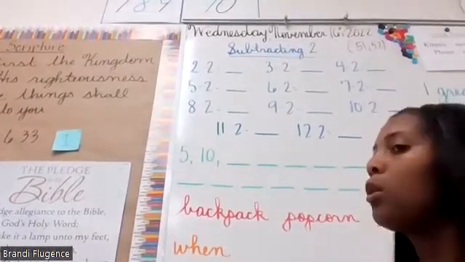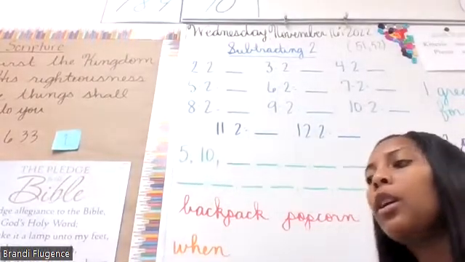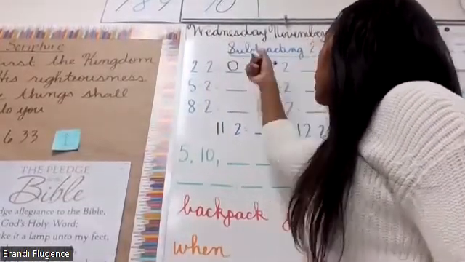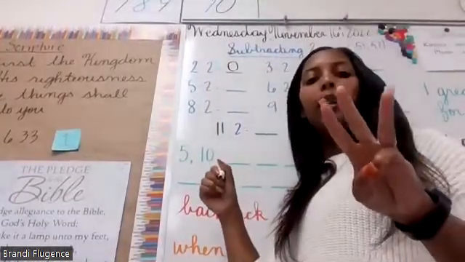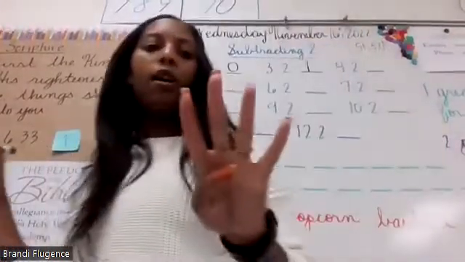So we have 2 minus 2. We're not filling it in on the page yet. We're going to do it on the board first. 2 minus 2 would equal what? 0. So now we have 3 take away 2. How many? 1. 4 minus 2.